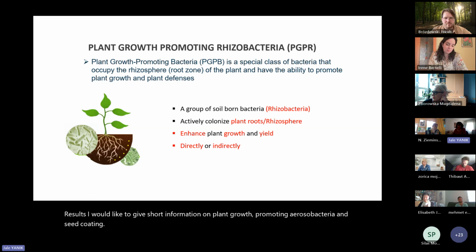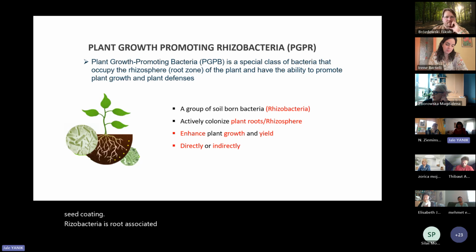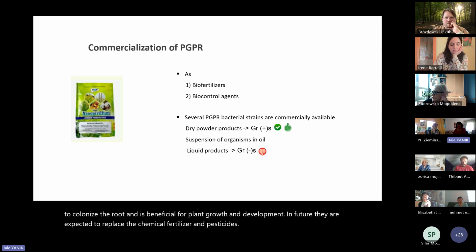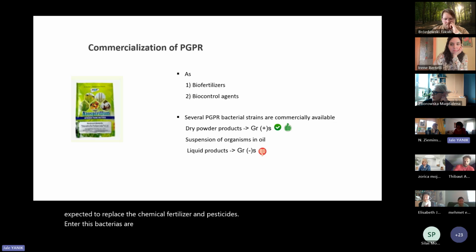Rhizobacteria are root-associated bacteria. Plant growth promoting rhizobacteria are able to colonize the root and are beneficial for plant growth and development. In future, they are expected to replace chemical fertilizers and pesticides. These bacteria are used as biofertilizers and biocontrol agents.